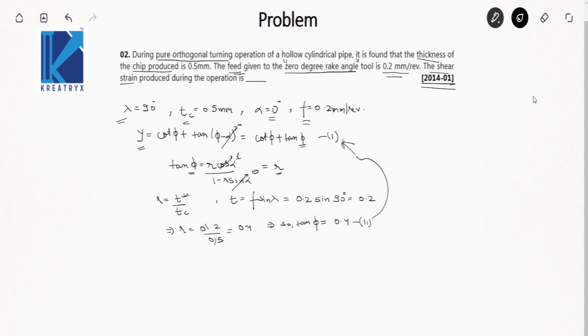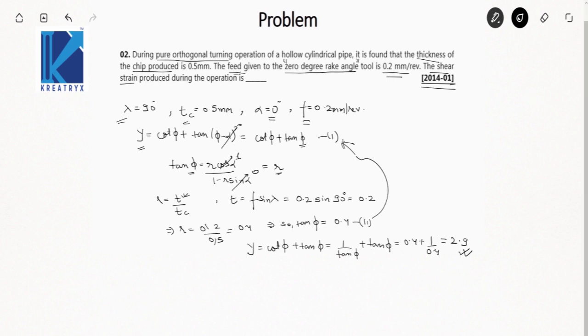Now gamma is equal to cot phi plus tan phi, which we can write as 1 by tan phi plus tan phi. So it will become 0.4 plus 1 by 0.4. If we solve it and put the values, we will get it as 2.9. So the right answer is 2.9.